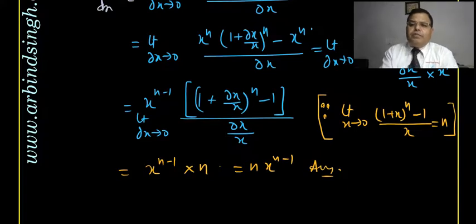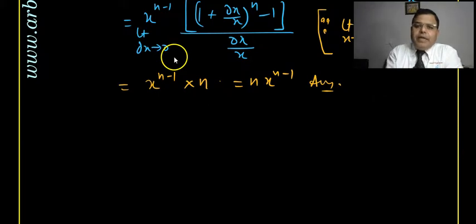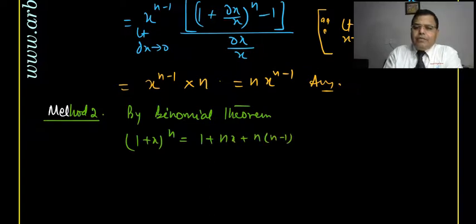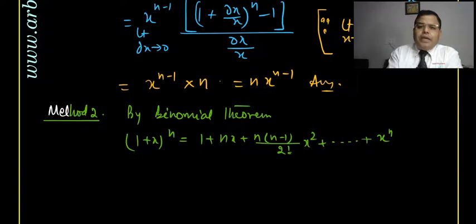If you don't want to use this formula, you can use the binomial theorem. Method 2, by binomial expansion theorem. (1 plus x) to the power n is 1 plus nx plus n into (n minus 1) by 2 factorial x square, like this, plus x to the power n, isn't it? So from there we can use it.